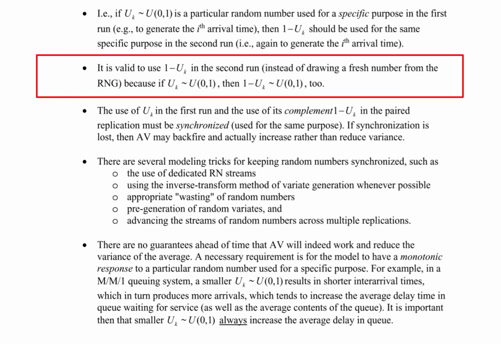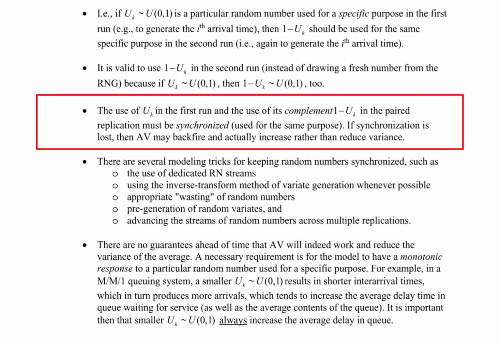Notice that it is valid to use 1 minus U in the second run instead of drawing a fresh random number from the random number generator, because if U is uniformly distributed between 0 and 1, then 1 minus U is also uniformly distributed between 0 and 1. The use of U in the first run and the use of its complement 1 minus U in the paired replication must be synchronized. That is, both random variables must be used for the same purpose. If synchronization is lost, then antithetic variates may backfire and actually increase rather than reduce variance.